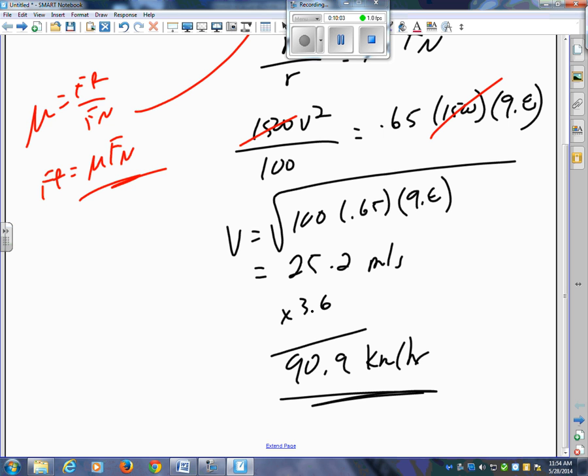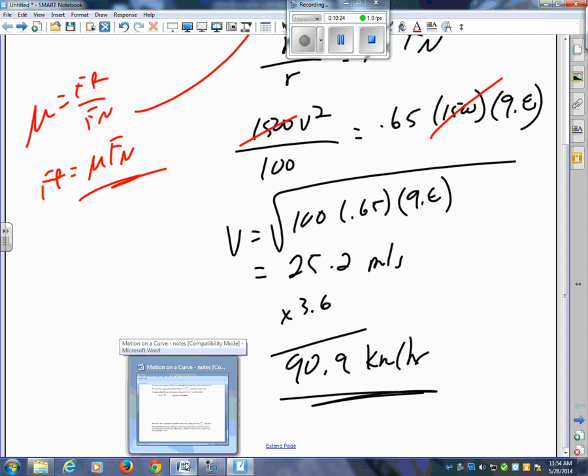1500 is the mass. In other words, does the mass of the car matter? No. That's a good thing, right? Because cars have different masses. Just because you've got a heavier car doesn't mean you should be able to go faster or slower around the corner. All good?